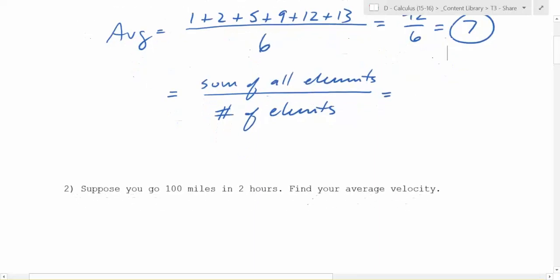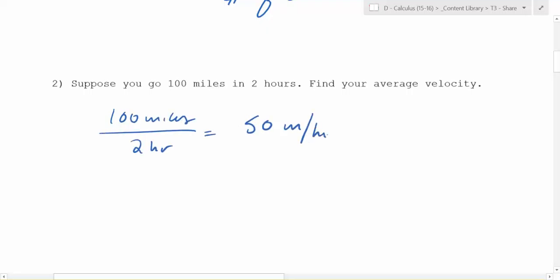Okay, so let's ask a similar question. It says, suppose you go 100 miles in 2 hours. What's your average velocity? If you go 100 miles in 2 hours, what's your average velocity? Yeah. 50 miles per hour. Yeah, so you have 100 miles in 2 hours. So that's going to be 50 what? 50 miles per hour.